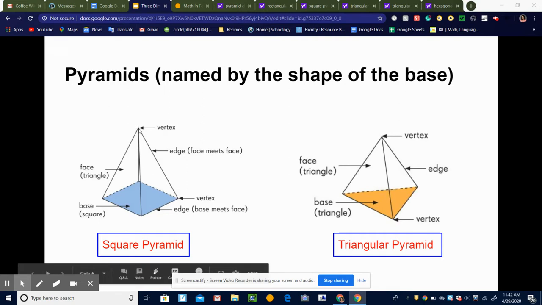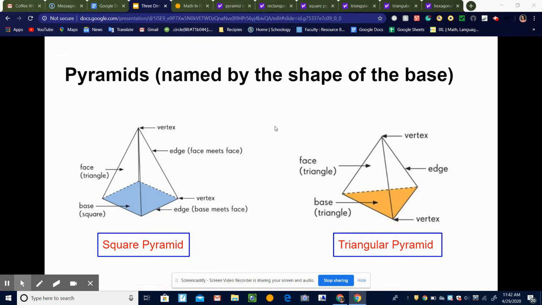So I want you to think about a pyramid in Egypt, and I'll show you a picture of that in just a minute, but kind of put that in the back of your mind when you think about pyramids. That's the way I can remember the difference between a prism and a pyramid.